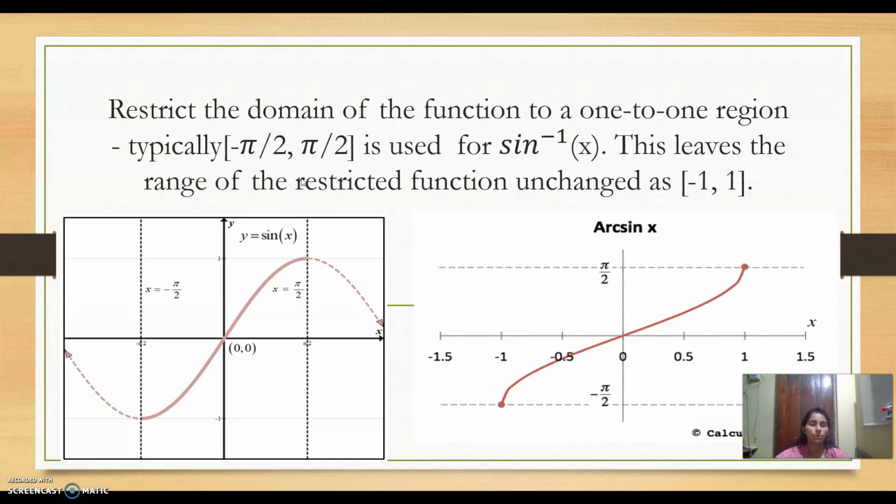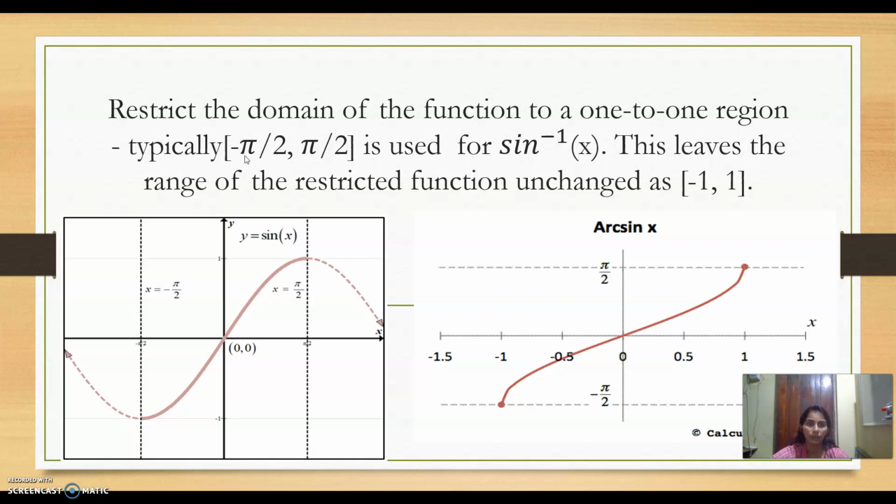So I am going to restrict this sine function to minus pi by 2 to pi by 2. Then if I draw this horizontal line, it will touch at exactly one point. So I can define the inverse function. The inverse function is defined as sine inverse x or arc sin x.